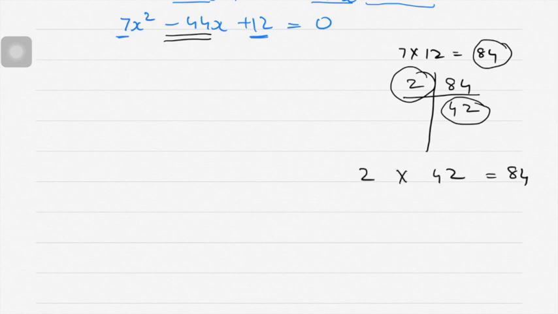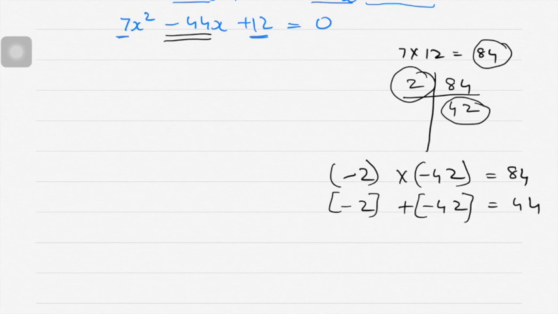Okay. So 2 and 42 are the factors. So 2 into 42 is 84. But when you add them, 2 plus 42, it becomes 44. It is not becoming minus 44. Correct? So what I'll do is, instead of multiplying 2 into 42, I will multiply minus 2 into minus 42. When I multiply minus 2 into minus 42, it is still positive because minus minus is plus.